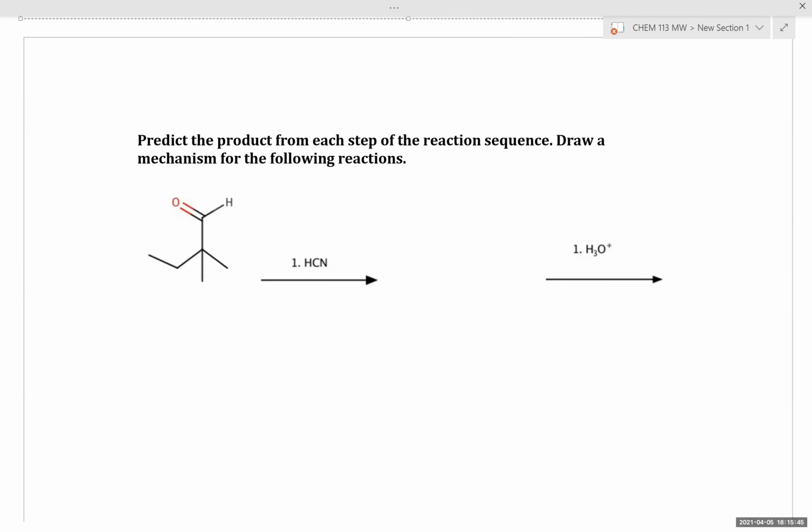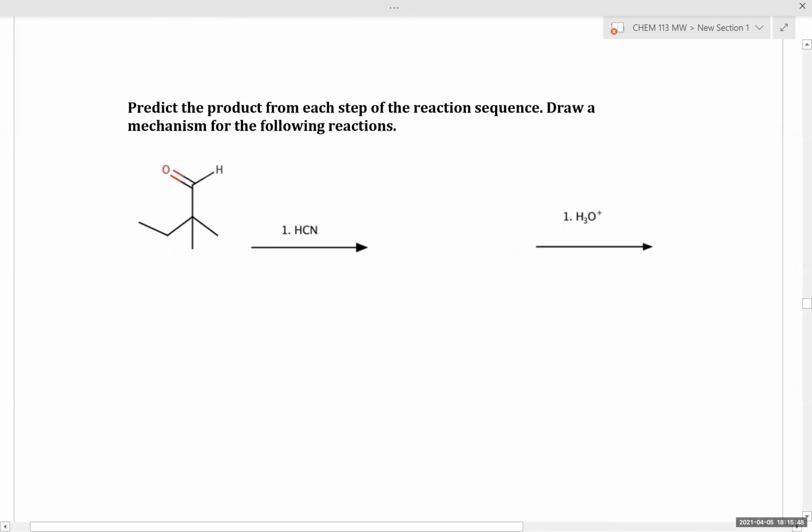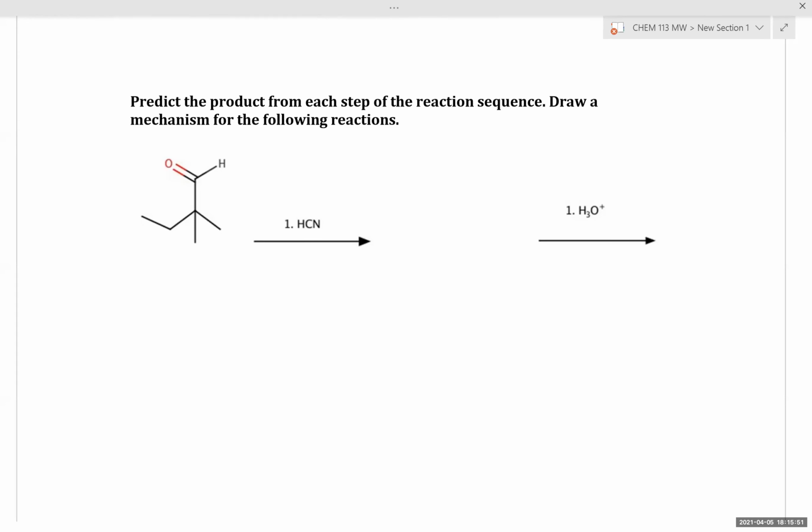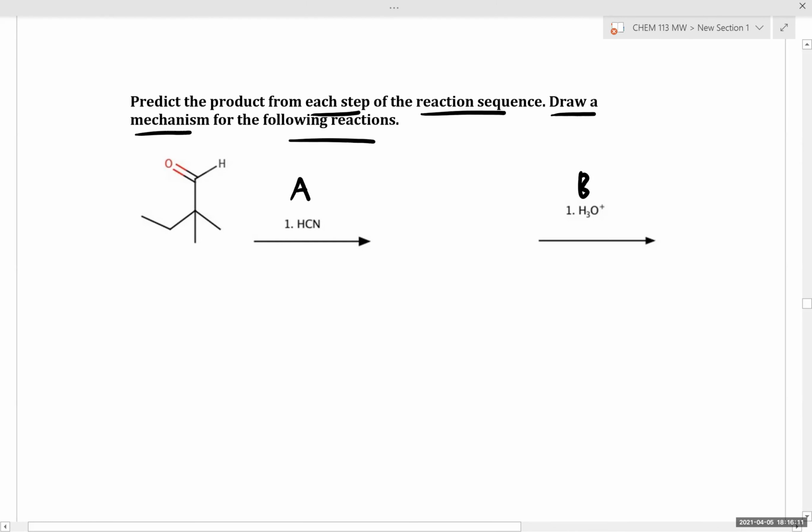Okay, so let's look at the next use of these cyanohydrins, which is to prepare carboxylic acids. I'd like us to predict the product from each step of this reaction sequence and to draw a mechanism for the following reaction. I'd like to see students predicting the product and drawing the mechanism for step A. And if you'd like, I'd like some students to attempt to begin to draw the steps for step B. So let's take about 3 to 4 minutes and try to predict the product from each step, as well as to draw a mechanism for each step in this reaction sequence.